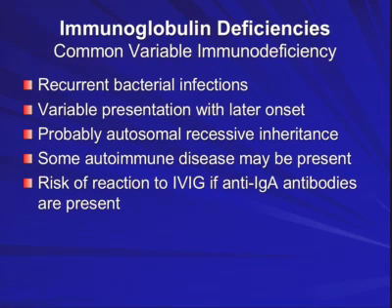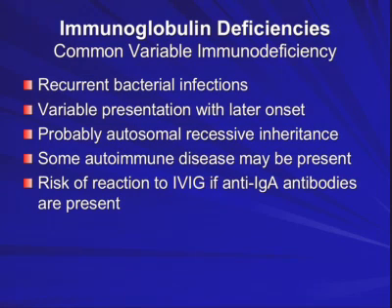Now, common variable immunodeficiency is much more common and much more variable. And in fact, it's probably multiple diseases, with several genetic markers having been found. That probably is just thrown into one sort of pot, more of a phenotypic description rather than a true single disease.